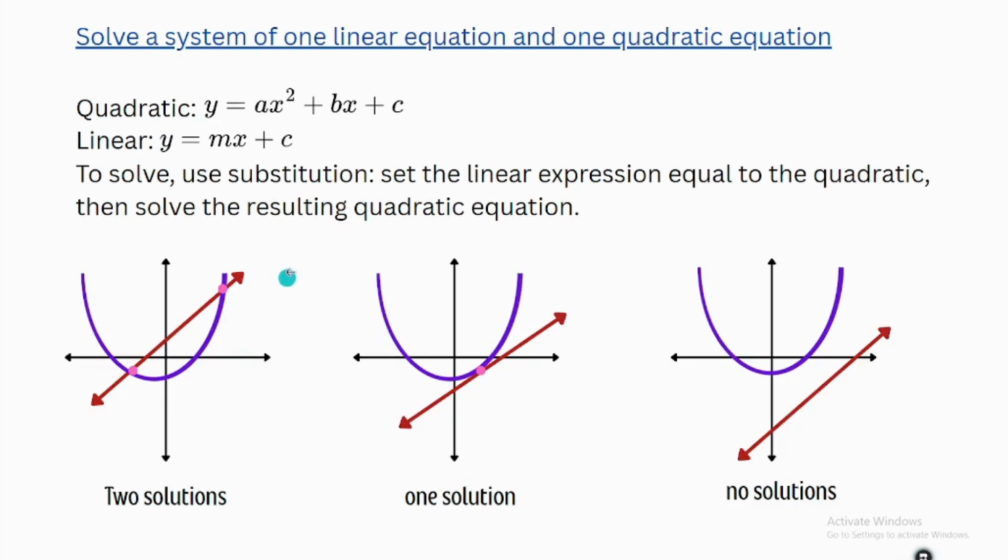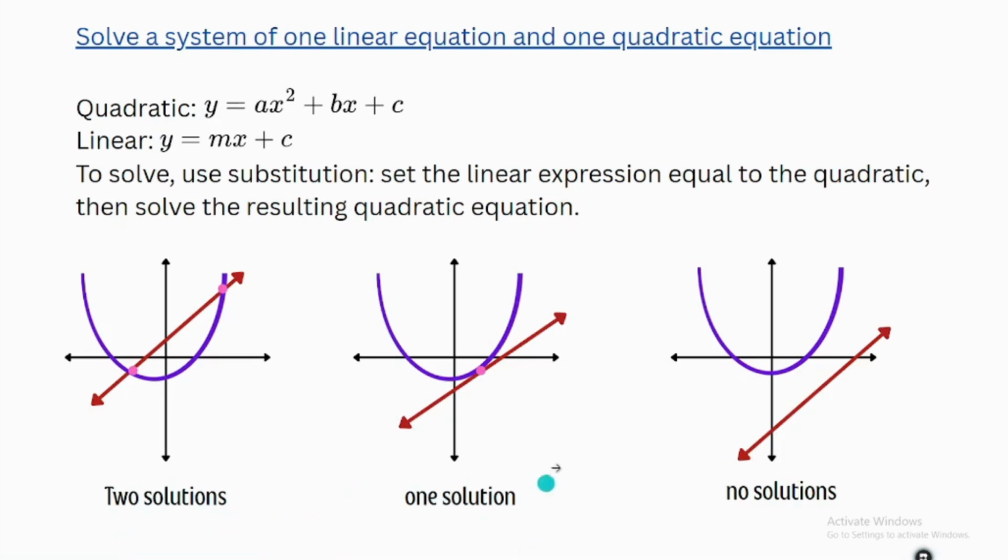The system consists of one quadratic equation and also one straight line, a linear equation and a quadratic equation. The quadratic equation, we graph it as a parabola. The linear equation, we graph it as a straight line. The intersection points between the straight line and the parabola are the points of solution. So we can say that in this case there are two solutions.